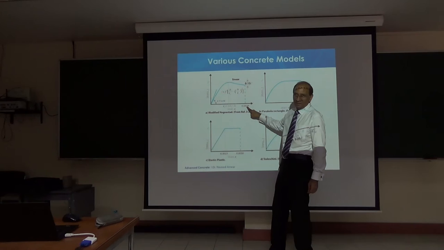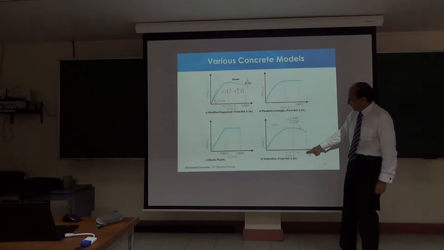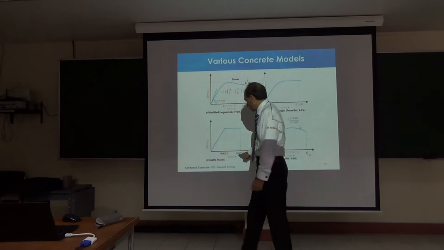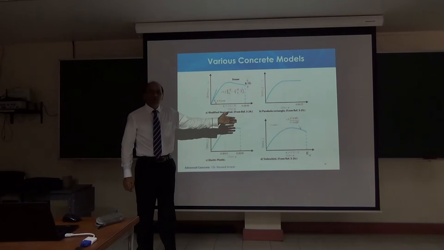Another one goes to 0.0035. Another one has no value. This is a value calculated by some formula. And this is another curve. And this one is 0.003. Right? So you can see that strain, ultimate strain, has no unique value.